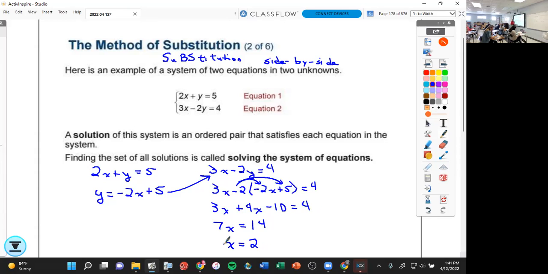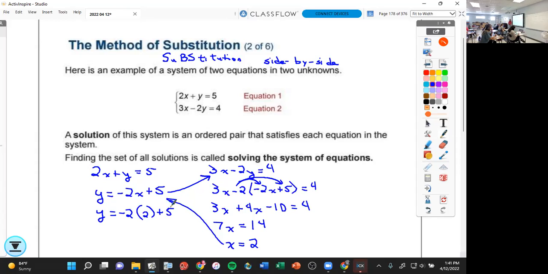So I know that x is 2. This guy's going to come back over here. Do we plug it into the y equals one, or into 2x plus y equals 5? The original 2x plus y equals 5, right here. Oh, that one? Yes. Okay. So we have y equals -2 times 2 plus 5.